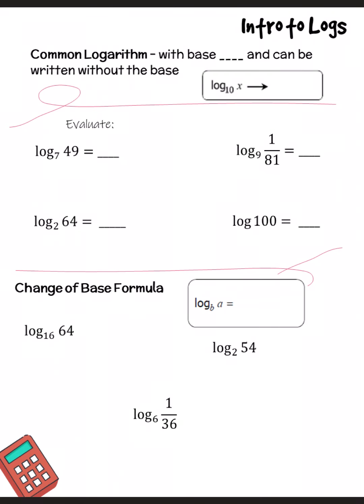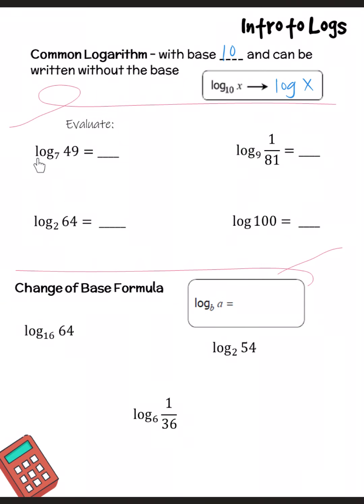More introduction to logs. This top part is just for your information. We have a common logarithm, and that is a log with the base 10. It can be written without a base number, so without this little subscript number, we don't have to write log base 10 of x. We can just write log and an x. You still would read that as log base 10 of x, but it's understood that if there is no subscript number, then it is 10. Like I said, that's separate information.